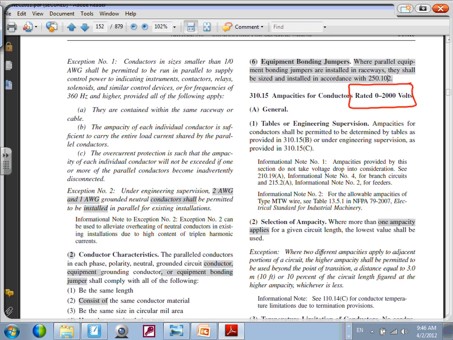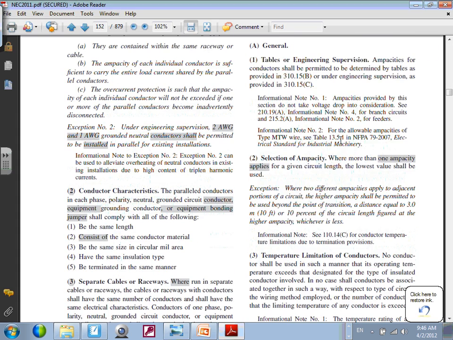You can use the tables, and here's what I want, like the advantage of the engineers. A lot of people don't know that. You can use any table, no problem. And under engineering supervision, you can use a different method. Very important. That's why the engineers can get away with a lot of stuff by undersizing things. As long as you want to sign off on it and put your neck basically on the line. So please highlight that one. It always comes handy.